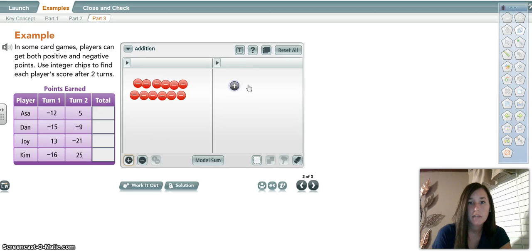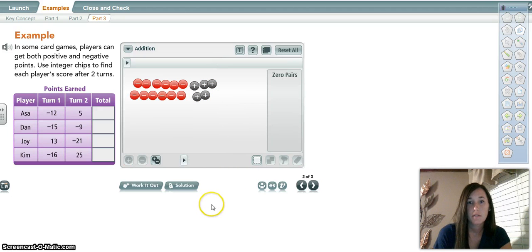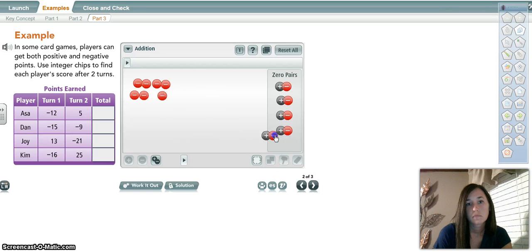plus positive 5. We can model the sum so that we put them together, and all the zero pairs can be removed. So that leaves Asa with a score of 7 negative, or negative 7. If we click this little bar down here, we can see the problem. Negative 12 plus 5 equals negative 7.